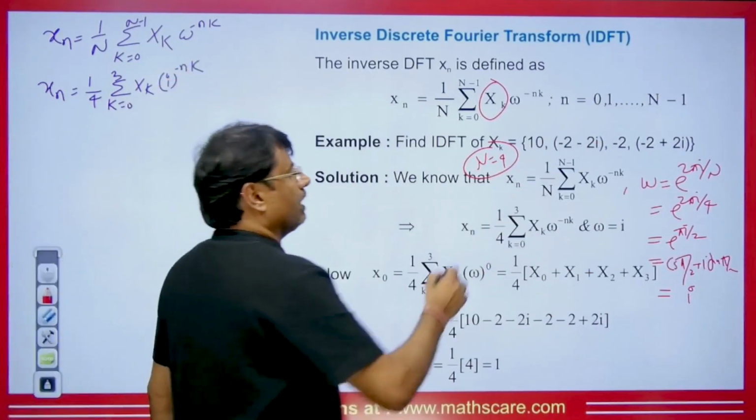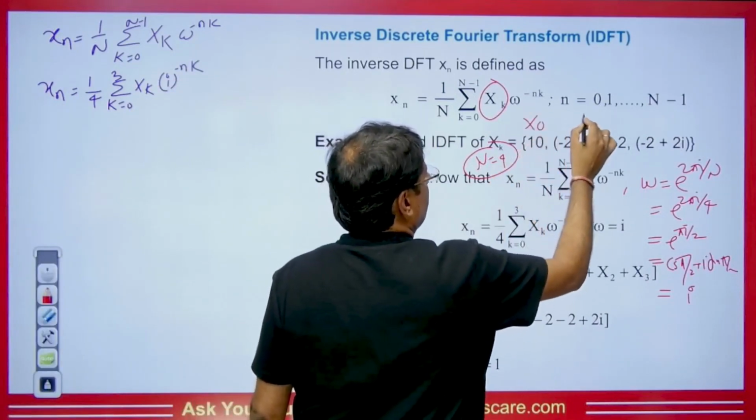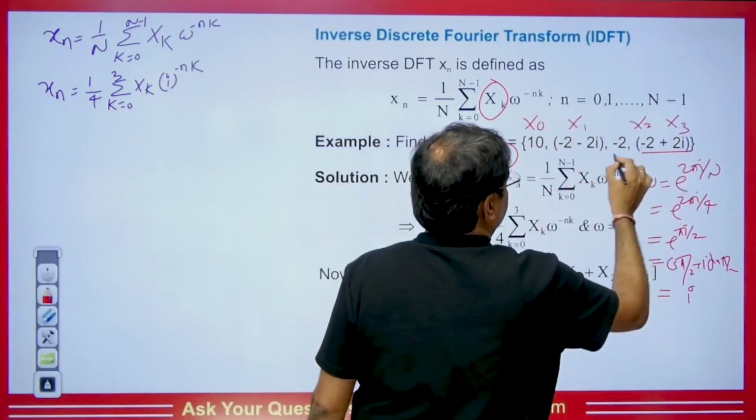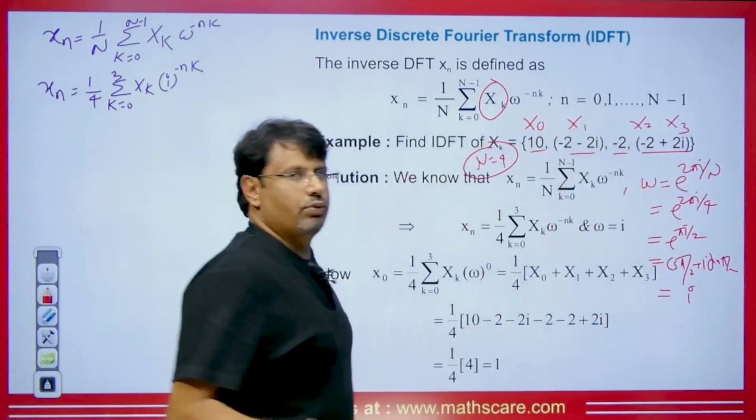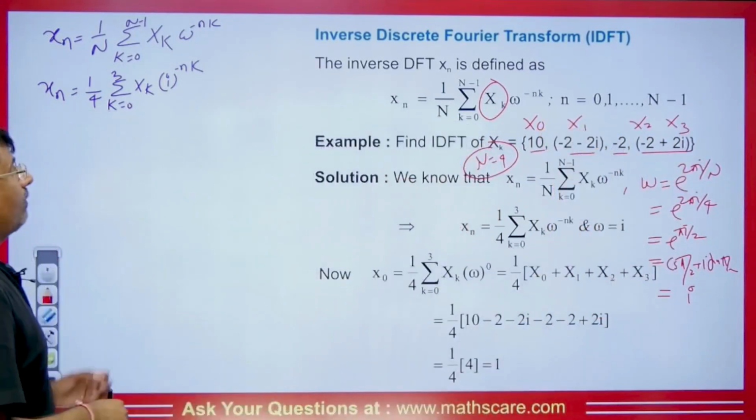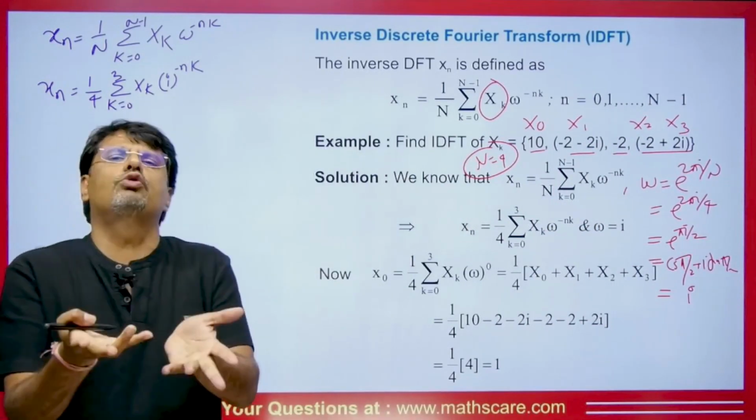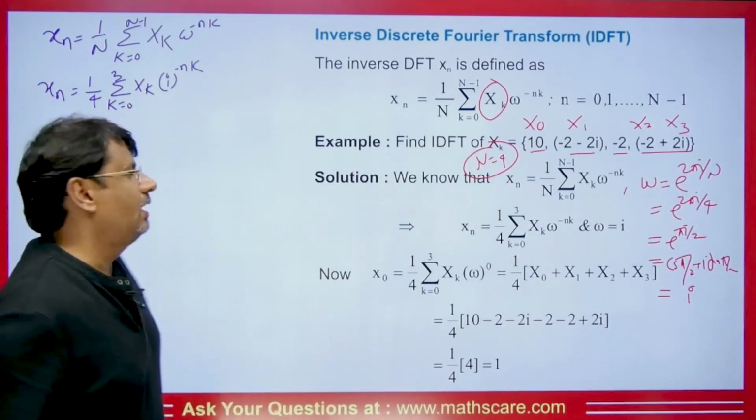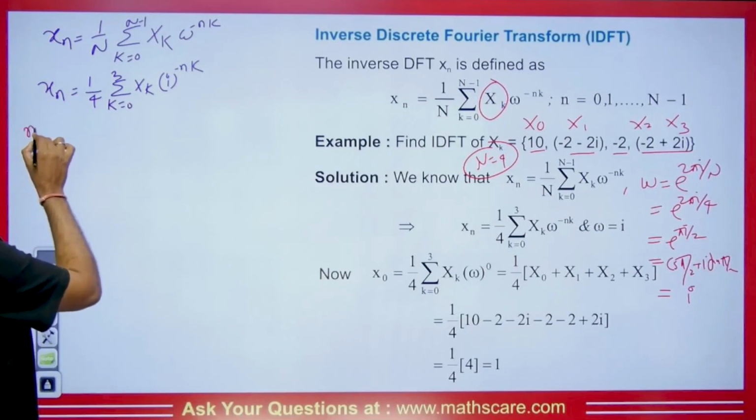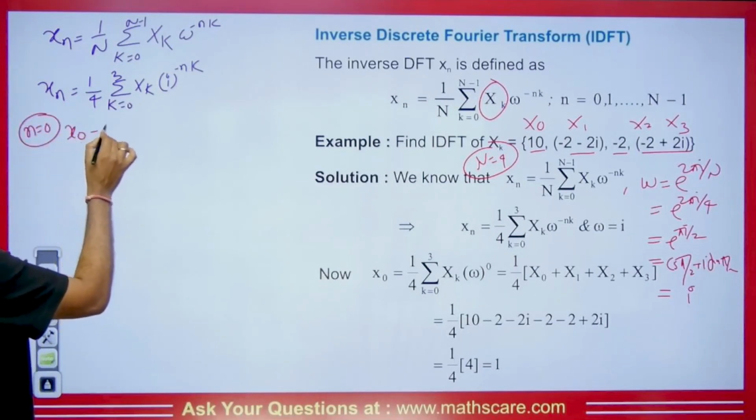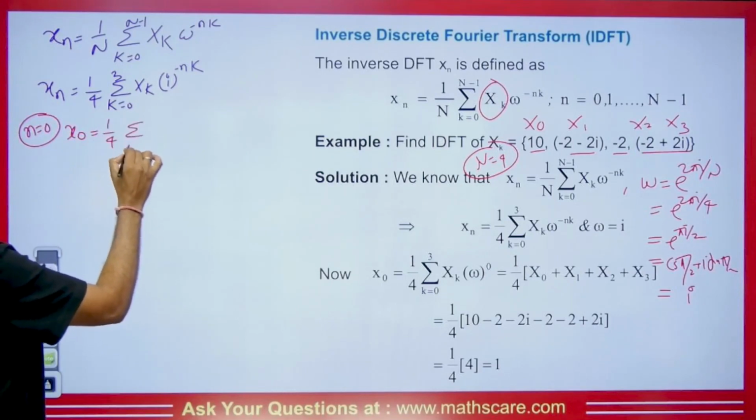Now what is given here, students? It is given x0, x1, x2 and x3. These are the terms given, right? You can see it is x0, x1, x2, x3. It is given in capital. Now we need to find it in small letters, that is small x1, x2, x3, which are 1, 2, 3, 4, as we did before. So what I will do here, I will put 0 in place of n, right? From here we will get x0 is equal to 1 by 4 summation k is equal to 0 to 3.